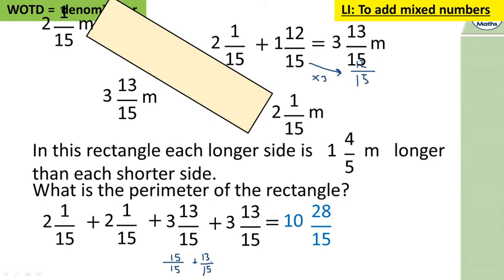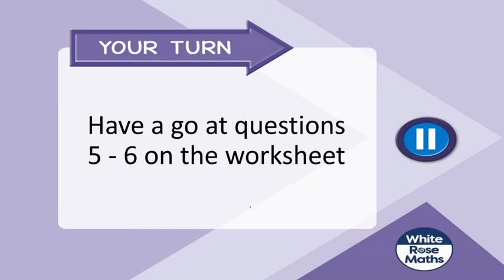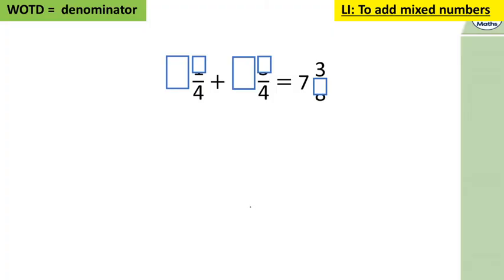But 15 plus 13 is 28 15ths, which is the same as 11 and 13 15ths, which is what we worked out, because 1 add 1 add 13 is 15, 15 15ths is a whole, and you've got 13 15ths left over. Right, so great time to pause and have a go at questions 5 to 6 on the worksheet, then come back for the last question we're going to go through, I believe.